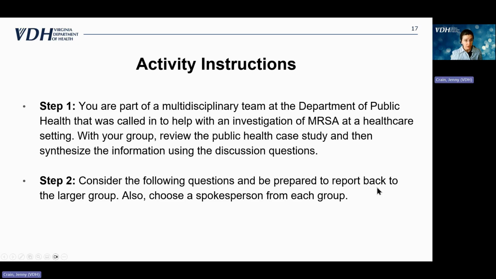Okay, so the activity instructions. Again, you are part of a multidisciplinary team at your Department of Public Health that has been called in to help with this investigation of MRSA in the healthcare setting. So your GenEpi team is to review the public health case study information and all of the genomic results that are available to you, as a result of requesting a comparative genomic analysis across both of the outbreaks, and then use all this information to address the discussion questions.